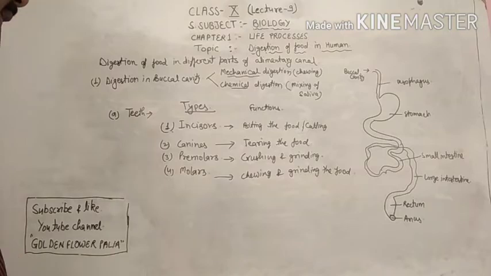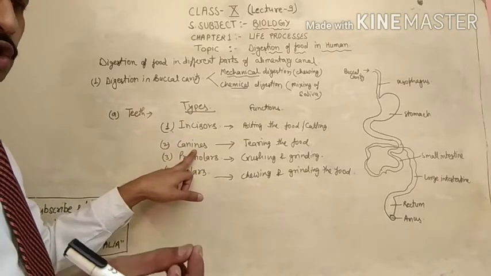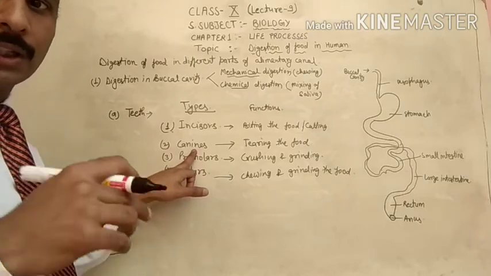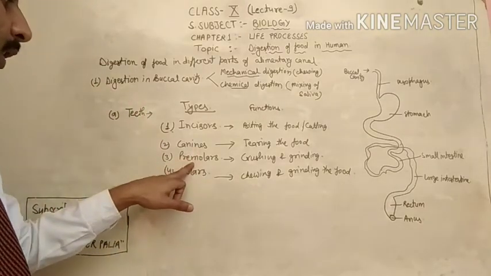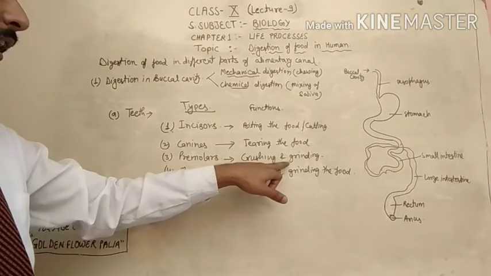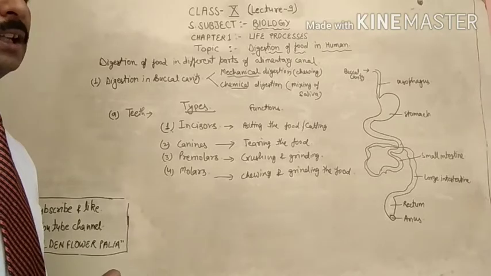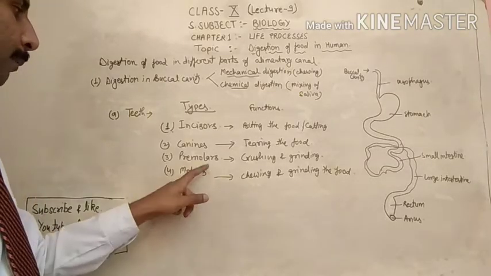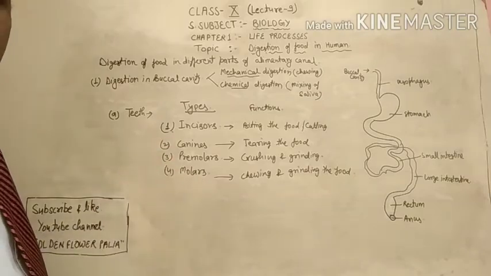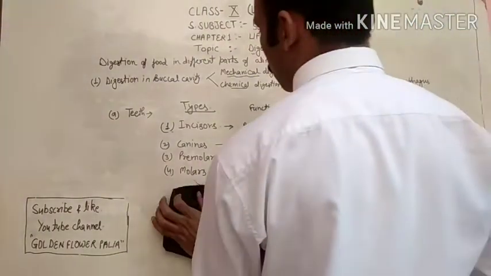That is the function. Incisors are the front teeth, canines are the very sharp teeth, two in the upper jaw and two in the lower jaw. Premolars help in crushing, chewing and grinding the food. These are the back teeth, called the molars. Premolars, then molars. Okay, this is the function. Now I will tell you the number of teeth.